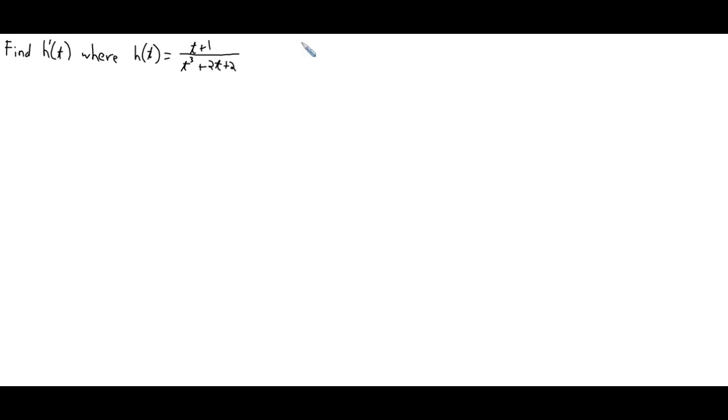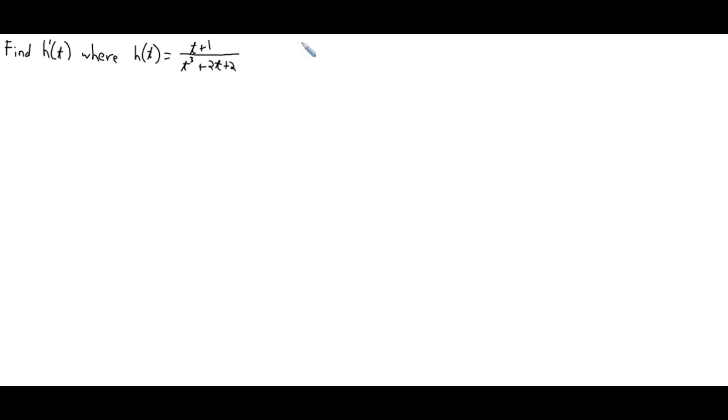All right, final example. Find h prime of t, where h of t equals (t plus 1) divided by (t cubed plus 2t plus 2). And I know what you're thinking. You're thinking, whoa, wait. h and t, I work with f and x, right? Like I don't know how to do h of t. Just don't worry about it. Pretend it's an x. The same rules still apply, right?